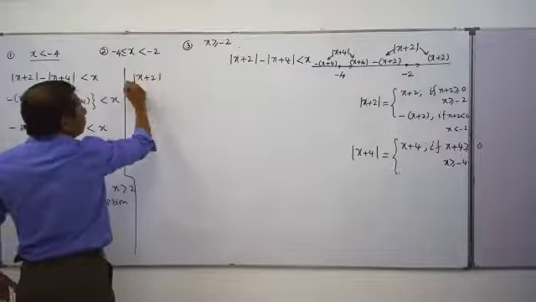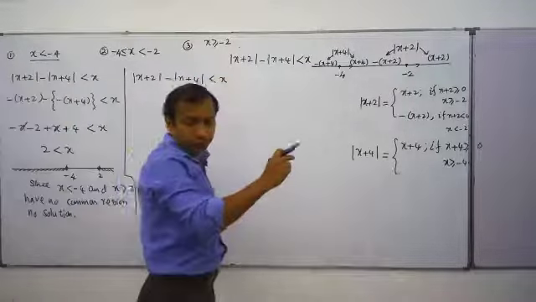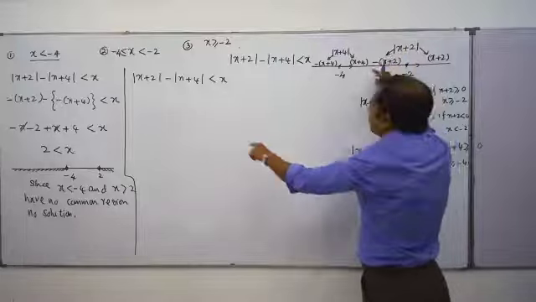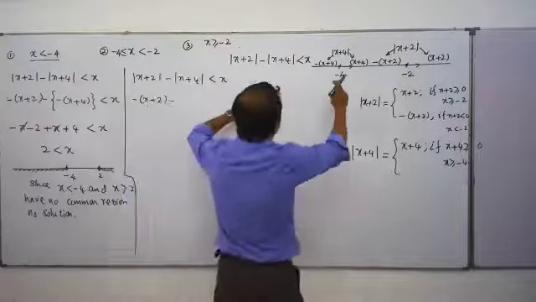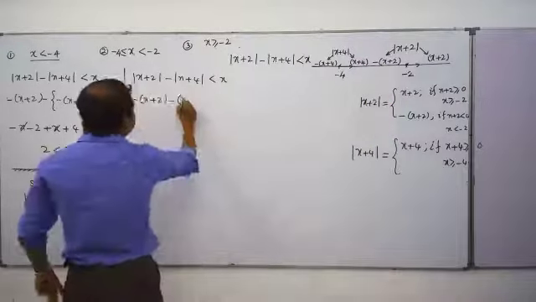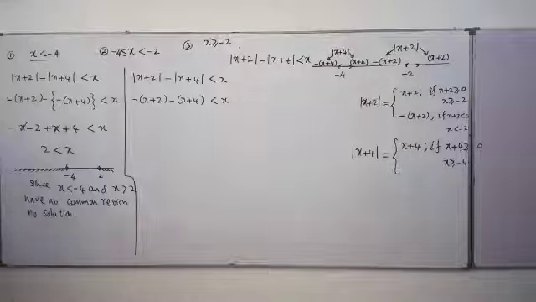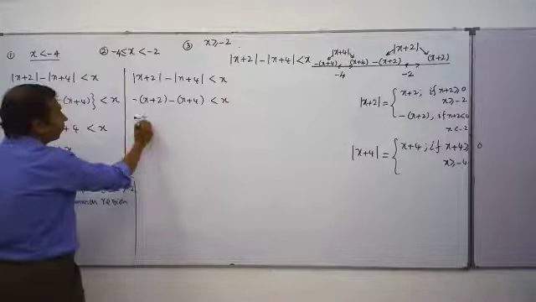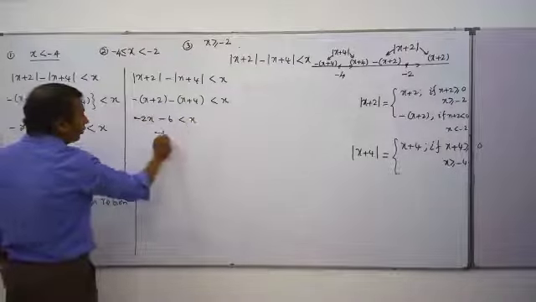Mod x plus 2 minus mod x plus 4 less than x. In between these two, mod x plus 2 in that interval becomes minus (x plus 2), and in between this, x plus 4, less than x. Give me the bracket here. Minus x minus 2 minus x minus 4, that is minus 2x minus 6. Take this side. Minus 6 and here 3x.